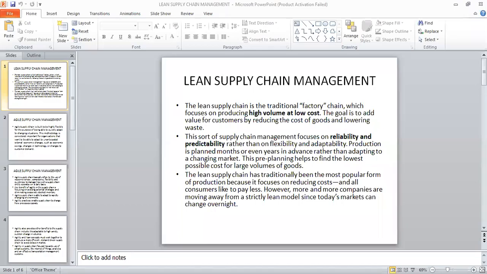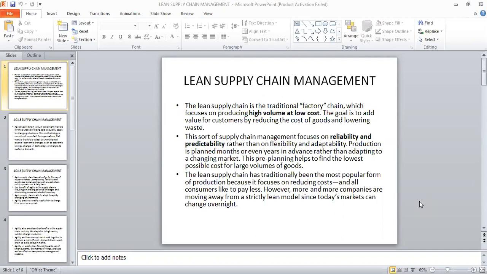Hello everyone. Today we will discuss the topic Lean versus Agile supply chain management. The topic Lean versus Agile supply chain management is covered under the subject production and operations management. So let's move towards the topic. Here I am sharing the PPT.